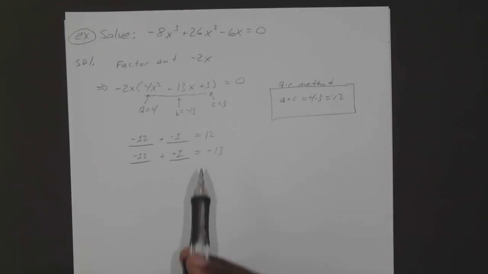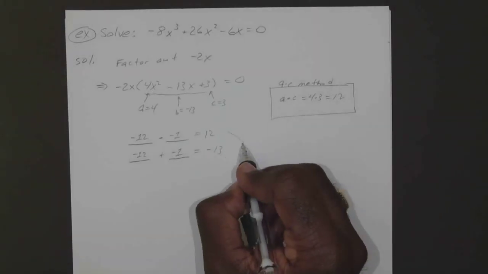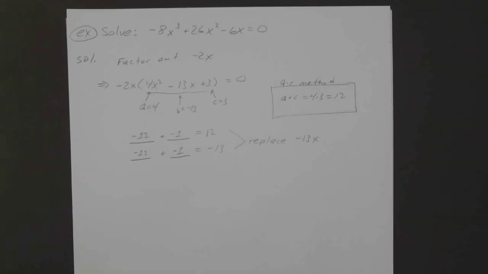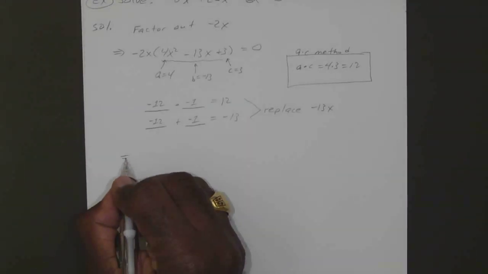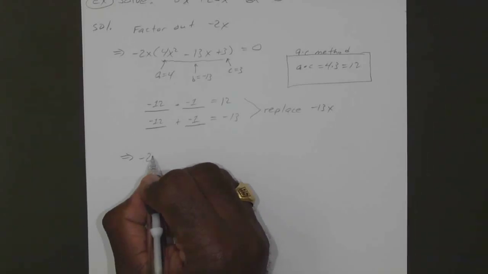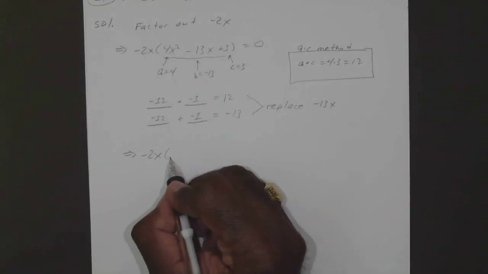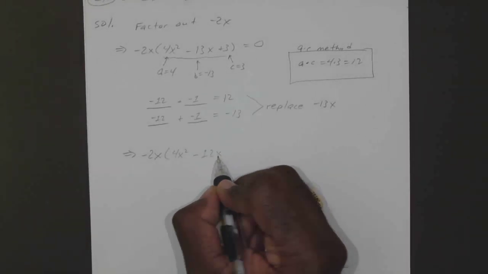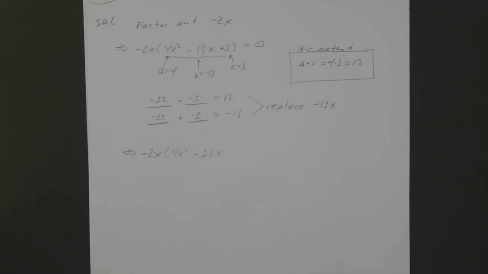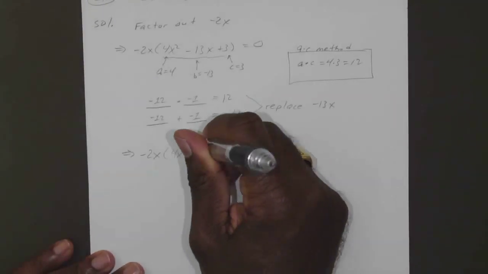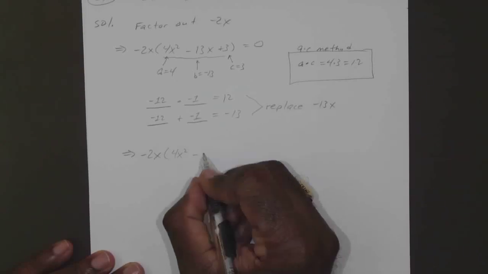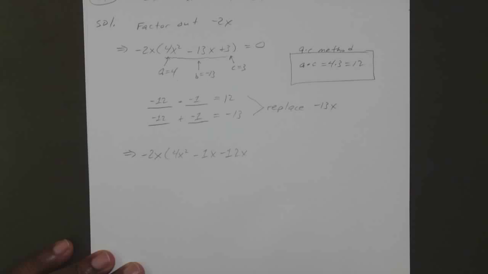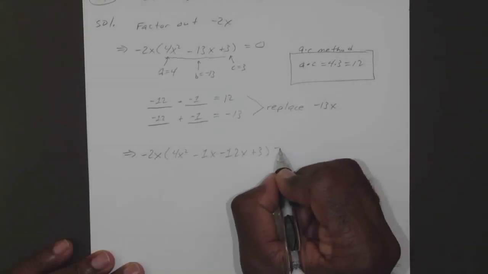Okay. So now we just replace our negative 13x. Okay, so that gives us negative 2x times 4x squared minus 12x. And even if you wanted to, if you switch them around, it'd still give you the same answer. I'll go ahead and switch them around just to mix things up a bit. So negative 1x minus 12x plus 3 equals 0.